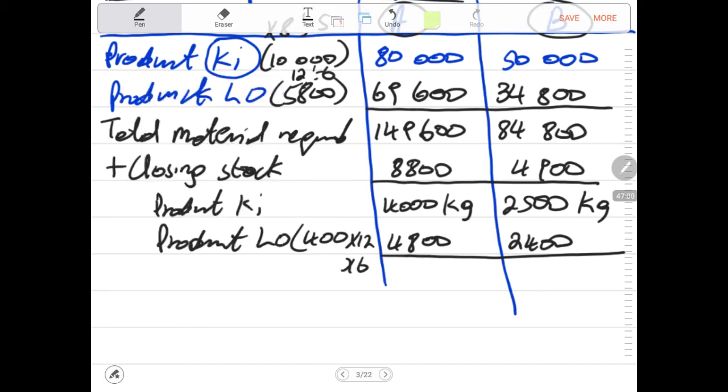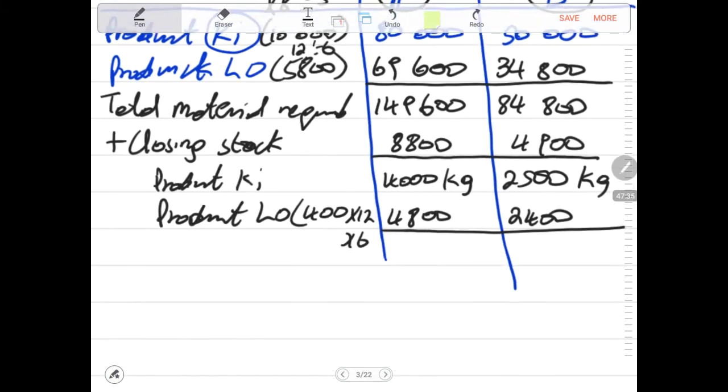So now, in other words, we need a total of 8,800 kgs of material A, of which 4,000 is for product KI and 4,800 is for product LO. And also we need 4,900 kgs of material B, of which 2,500 is reserved for product KI and 2,400 is reserved for product LO, KI and LO respectively. Now it's very important to master what I'm explaining in this chapter and other topics, by the way.